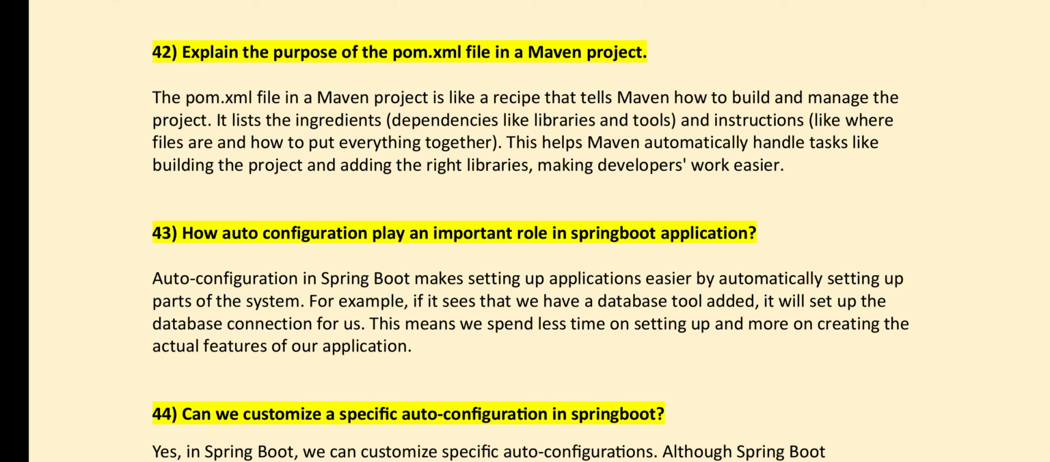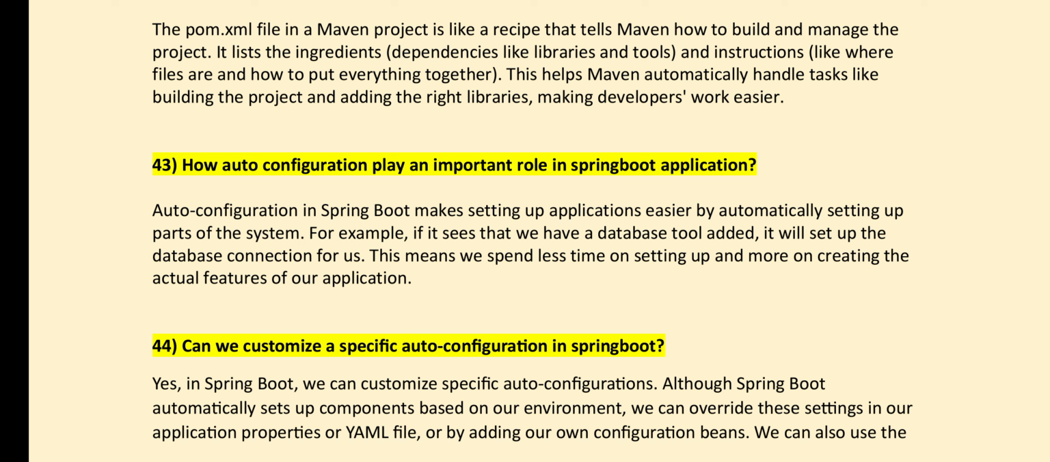How does auto configuration play an important role in a Spring Boot application? Auto configuration in Spring Boot makes setting up applications easier by automatically setting up parts of the system. For example, if it sees that we have a database tool, it will set up the database connection for us. This means we spend less time on setting up and more on creating the actual features of our application.